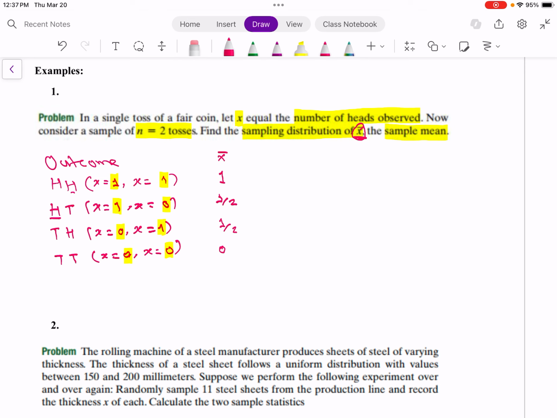Now the next thing we need to find is the probability. Let's find the probability of each outcome. What is the probability of getting head, head? 1/4. What is the probability of getting head, tail? 1/4. What is the probability of getting tail, head? 1/4. And what is the probability of getting tail, tail? 1/4. Do you all agree?